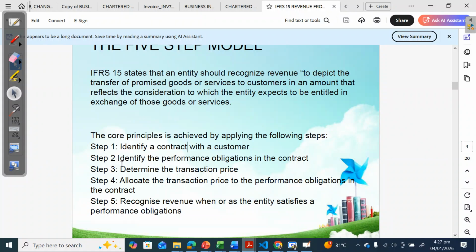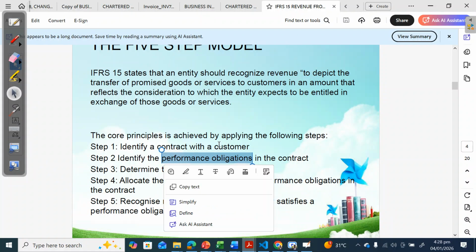Then the next step is identify the performance obligation in the contract. Like I said, we have two parties. Each party has rights and obligations. Once the buyer makes payment, the seller is obliged to deliver the product or service. The buyer is also obliged to make payment. Each party has a role to play in the contract. So you need to identify the performance obligation, like what are the obligations of the buyer and the seller.